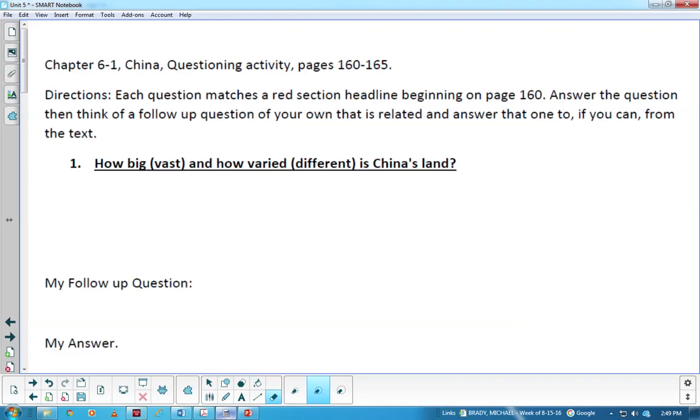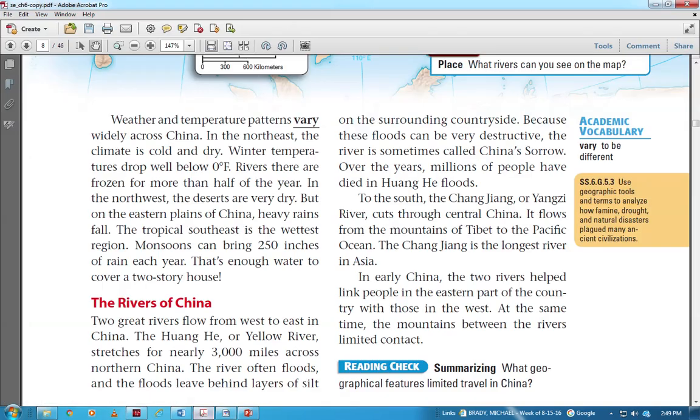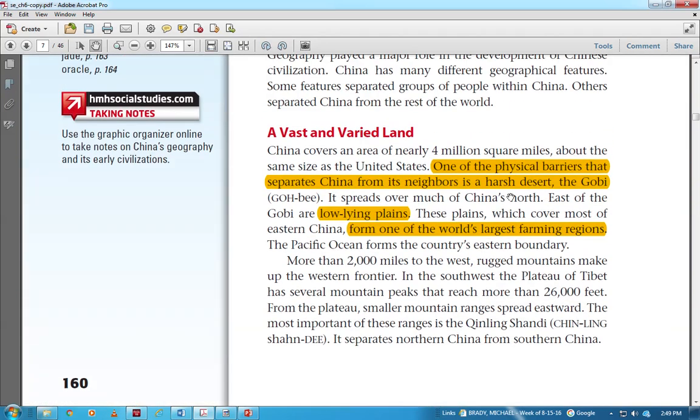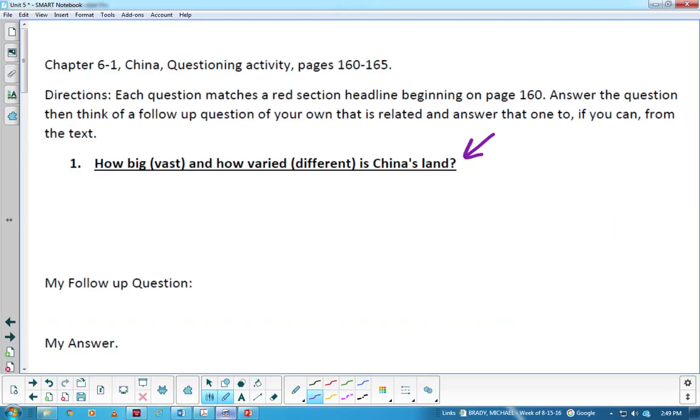Every question has got the heading, and the question is made from the heading in the book. For example, in our book, the first heading was a vast and varied land, right here in red, a vast and varied land. Okay? Our first question then is, how big and how varied is China's land?